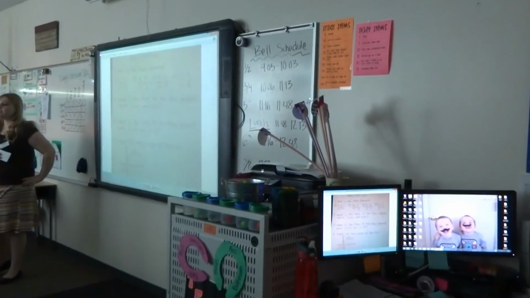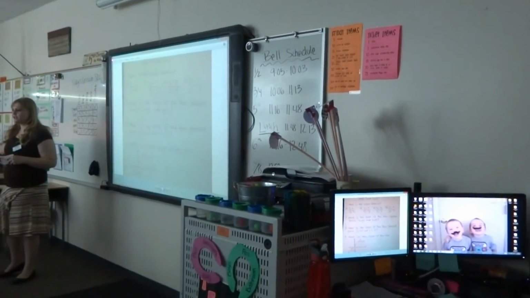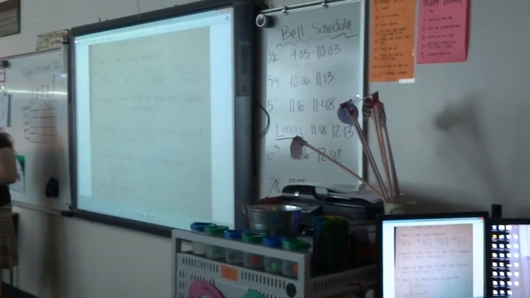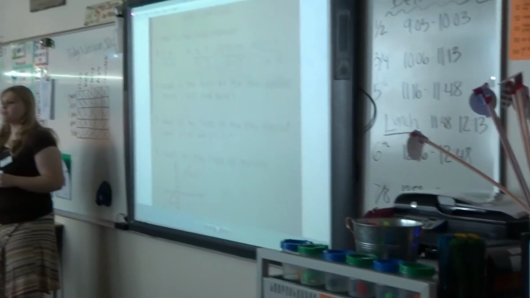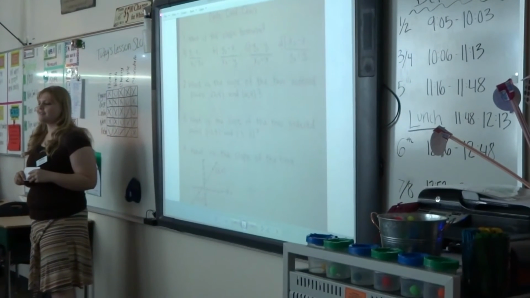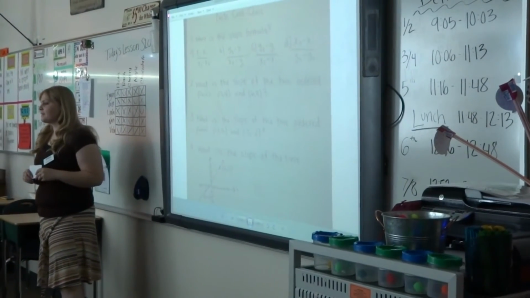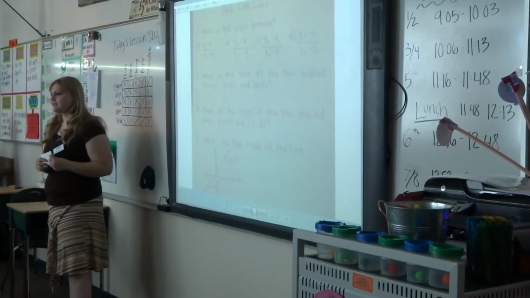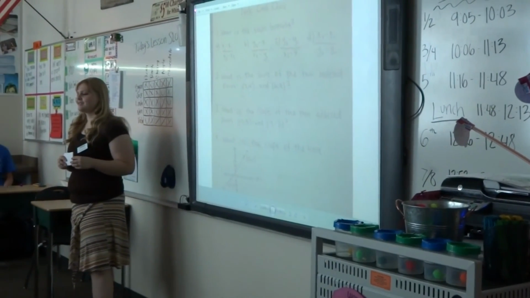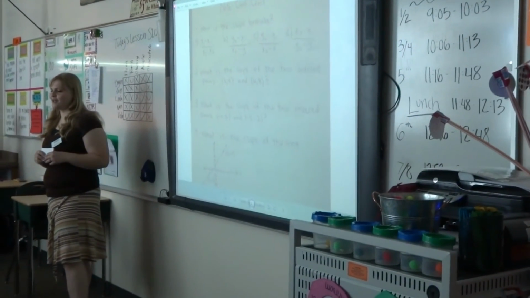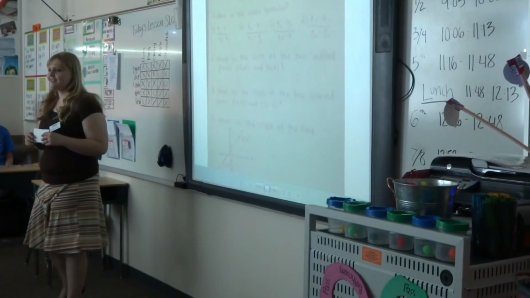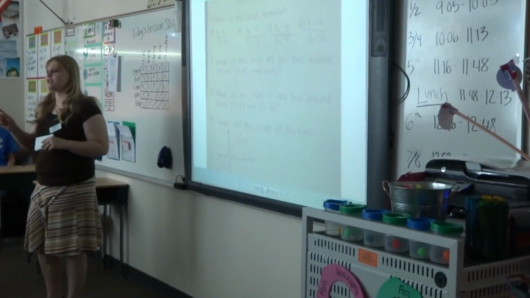Okay, so what did we learn about today? Slope. Slope, perfect. And who remembers what the formula is? Tell me, at the same time. y2 minus y1 over x2 minus x1. Perfect. Okay, thank you. Now you guys can clean up and put your calculators away.